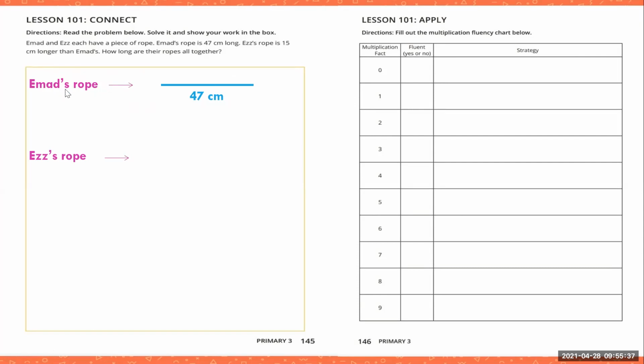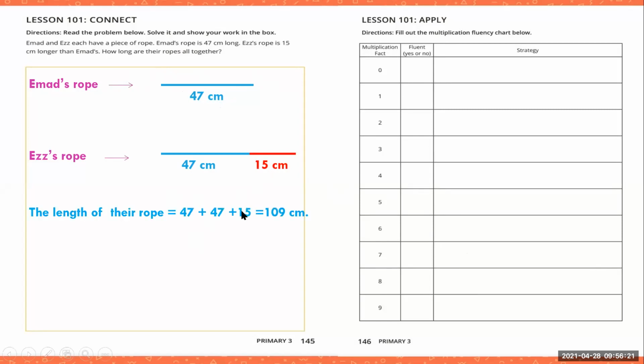It means it's like Imad's 47 and also 15 centimeter. Now I want to know how long their ropes are all together. So I will add all of them. Imad's rope 47 centimeter and Az's rope 47 plus 15. I will add 47 of Imad and 47 plus 15 also. The total will be 109.